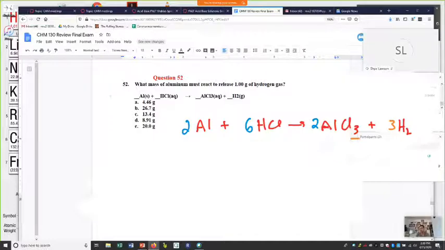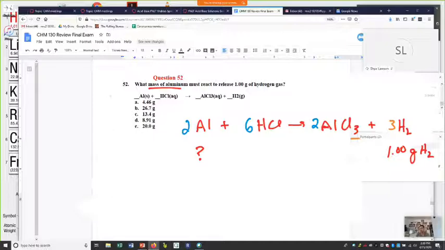So now let's go back and actually look a little bit closer at the question. Mass of aluminum, so I have a question mark. So this is one of the reasons why the equation can be nice. I can format things underneath. To release 1 gram of hydrogen gas. So I could write my 1 gram of hydrogen over there on the product side.